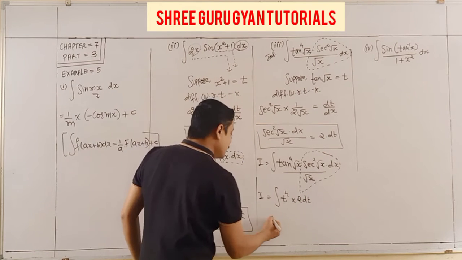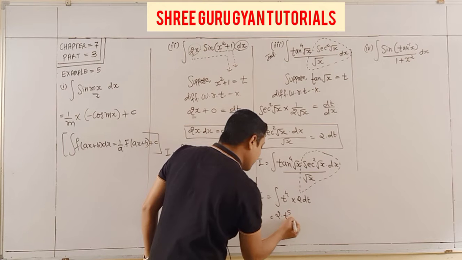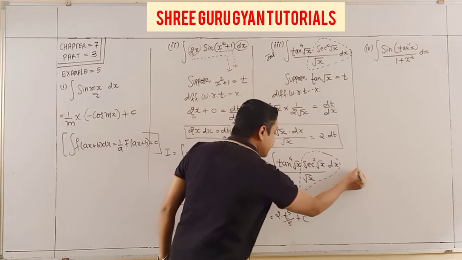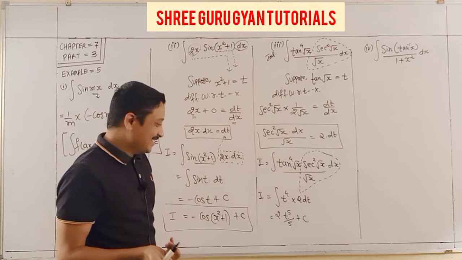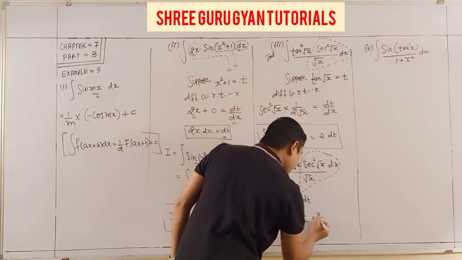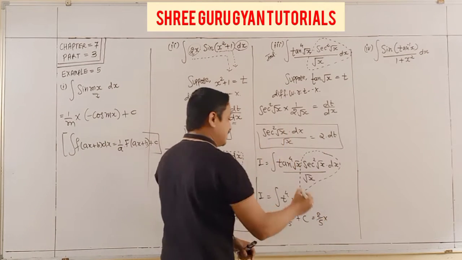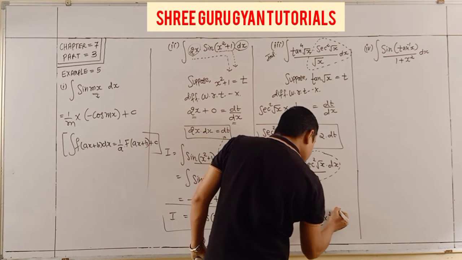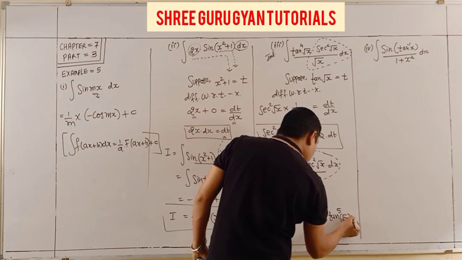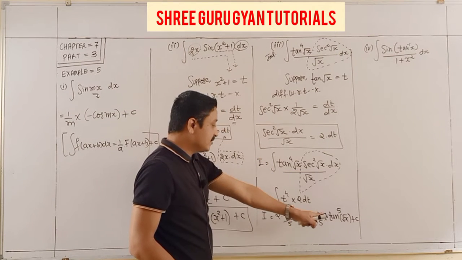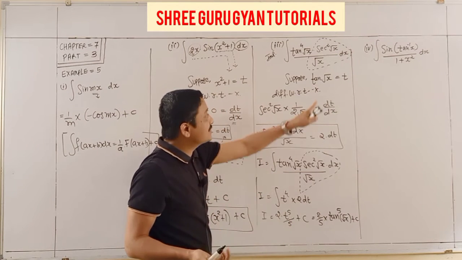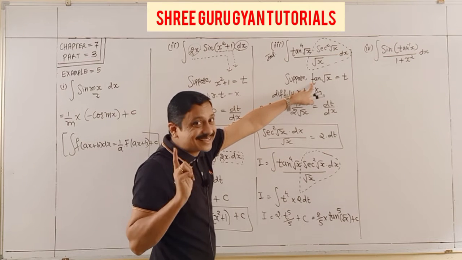Finished. 2 outside, and here t raised to 5 by 5 plus c, and happily this question is also done. Put in t. So my answer is, students, 2 by 5. What's the t? Yes, tan raised to 5 root x plus c, and that's the answer. Finally, 2 by 5 tan raised to 5 root x, because t is tan root x.